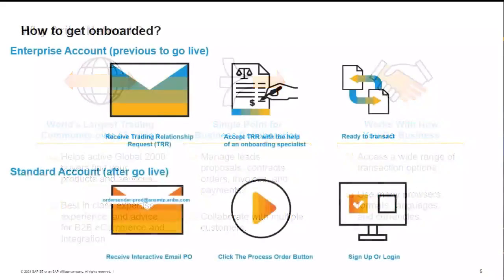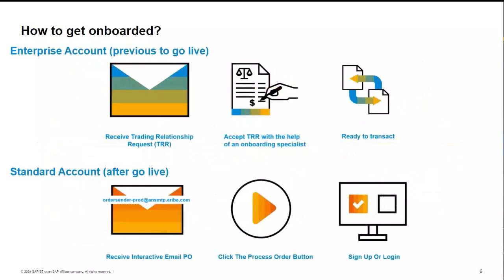There are two different options to transact through the Ariba network with your customer Nemak. You can have an enterprise account or a standard account. The onboarding of the enterprise account will be done previous to go live. And it's very simple. You will receive a trading relationship request, or TRR, via email. You should accept that TRR with the help of an onboarding specialist. And after doing some configurations, you will be ready to transact.